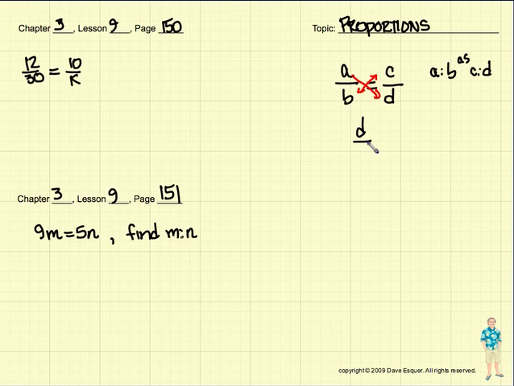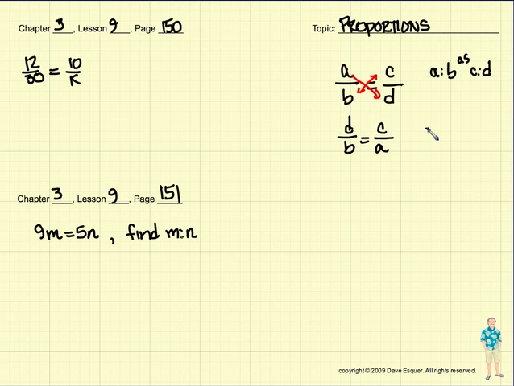I could say D is to B as... oops, incorrect. Let me back up. I'm going to swap the D and the A, so I'm going to put the D on the top, leave the B where it is, put the C over here where it was, and move the A down. So that's a new proportion.